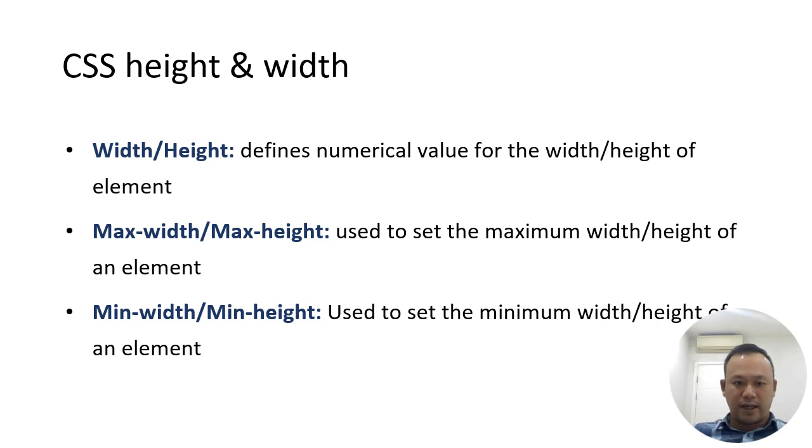The max-width and the max-height properties are used to set the maximum width and height of an element. The max-width and the max-height can be specified in length values like pixel, centimeter, and percentage of the containing block. And the min-width and the min-height are used to set the minimum width and height of an element.